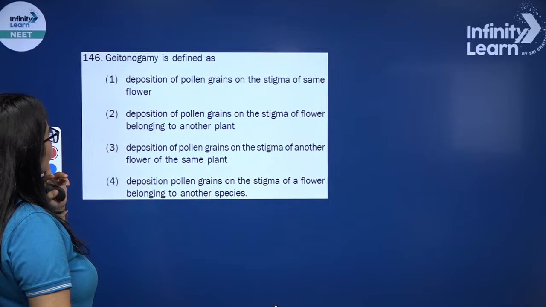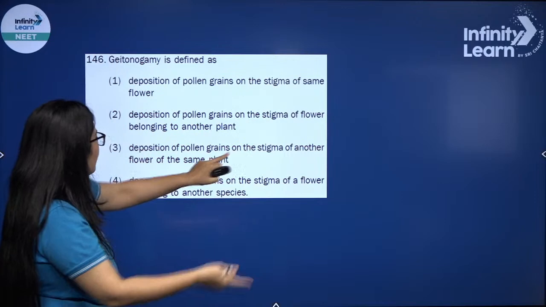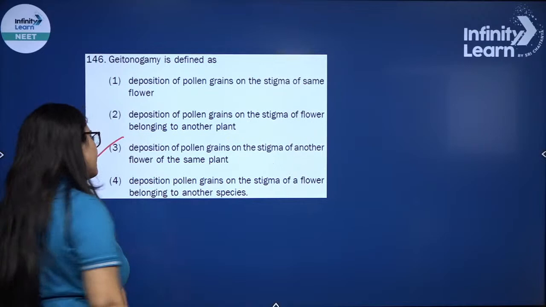So, I guess option 3-1 matches: deposition of pollen grains on the stigma of another flower of the same plant. So gaitonogamy is defined as deposition of pollen grains on the stigma of another flower of the same plant.